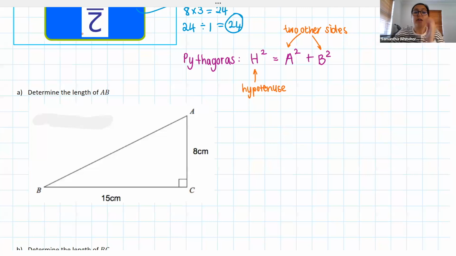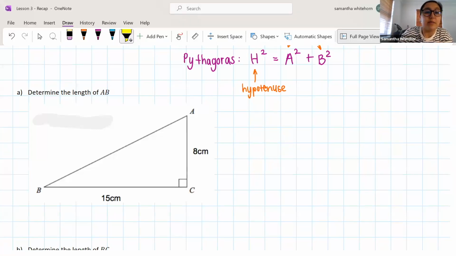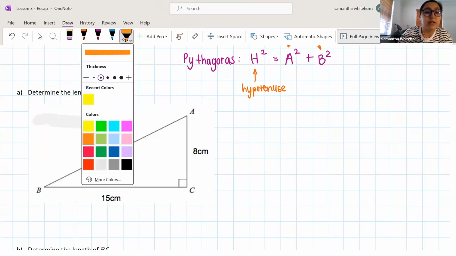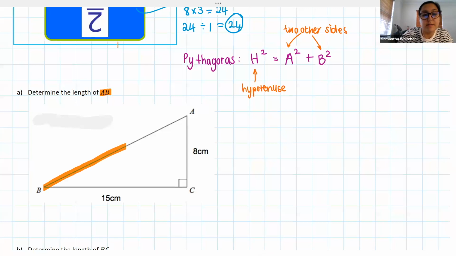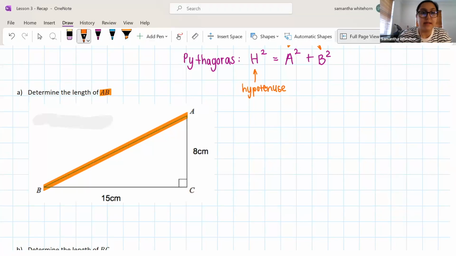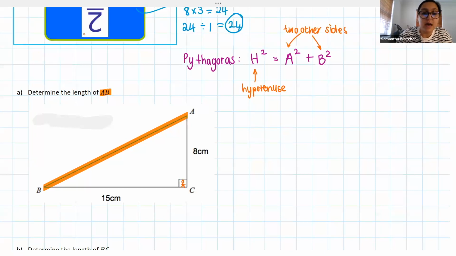Right, so if we have a look at our first question, we have been asked to determine the length of AB. Okay, so guys, the first thing that we always want to do is figure out where that side is in our triangle. Here's my side AB. That's the side I want. It's quite clear. Doesn't have a length on it. And the next thing I want to do is figure out where my hypotenuse is. So remember, I go to my right angle. There I am. I look directly opposite me, and the side opposite that right angle is my hypotenuse.